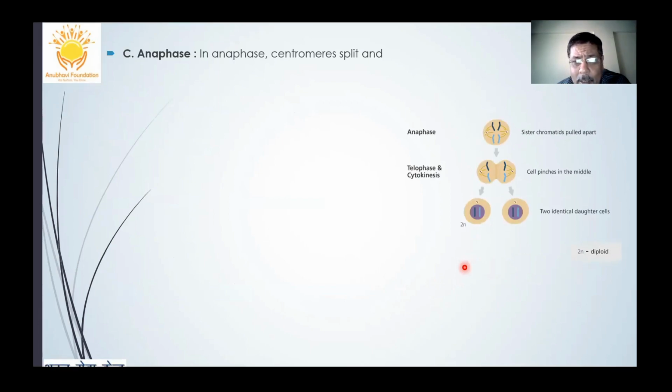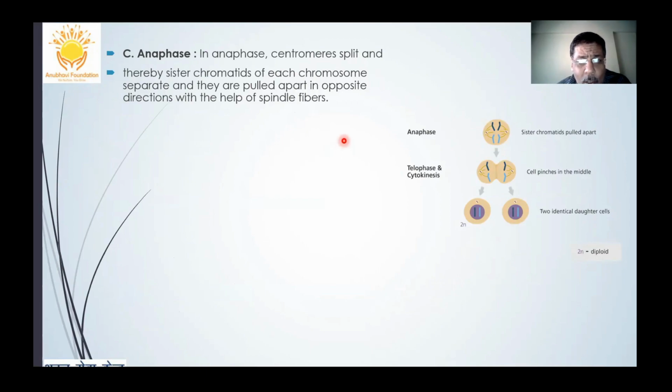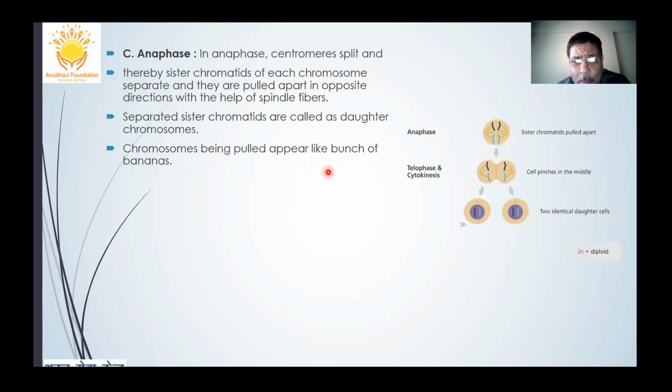The next is anaphase. In anaphase, the centromere splits, and what happens is very important. Thereby, sister chromatids of each chromosome separate and are pulled apart in opposite directions. Suppose this was one chromosome with two sister chromatids. One sister chromatid will come this side, and the other will move to the other side, and in this way they separate during cell division with the help of spindle fibers. Separated sister chromatids are called daughter chromosomes. Chromosomes being pulled appear like a bunch of bananas, and they go to the opposite poles of the cell.